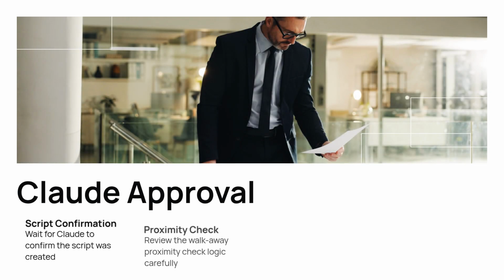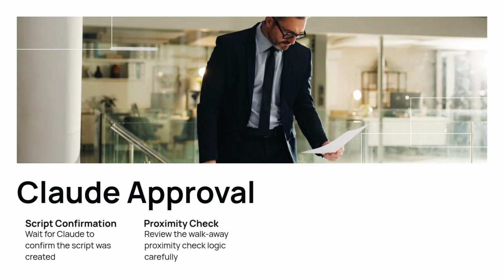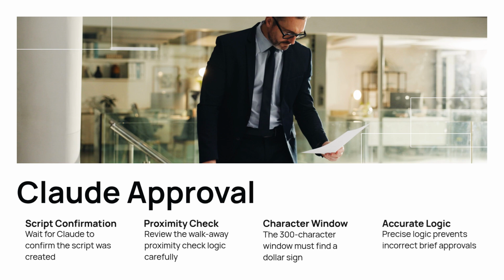Review the walkaway proximity check logic carefully. The 300-character window must find a $ sign. Precise logic prevents incorrect brief approvals.